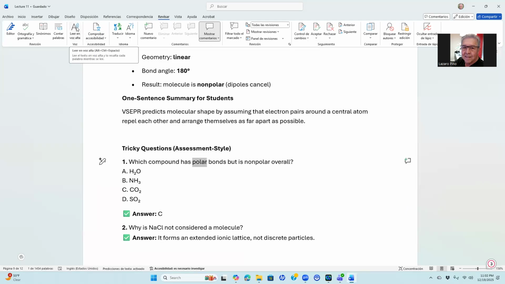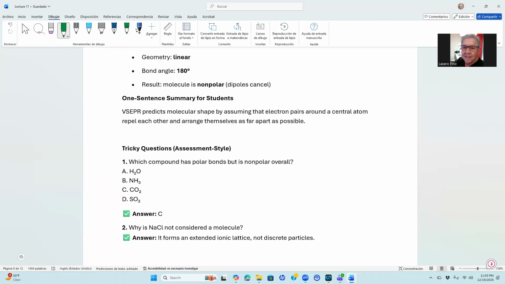1. Which compound has polar bonds but is nonpolar overall? Okay, look at this. Water has polar bonds and is polar because it's bent, as I told you before. This is water. Water is bent. It's polar because the oxygen has a partial negative charge and the hydrogen has a delta positive charge. Ammonia.